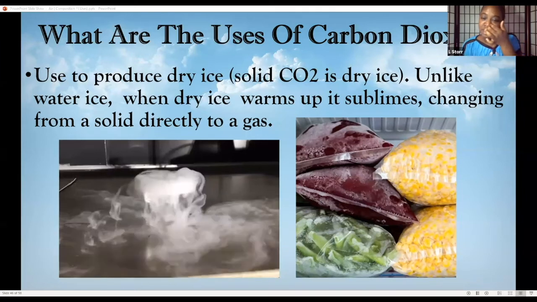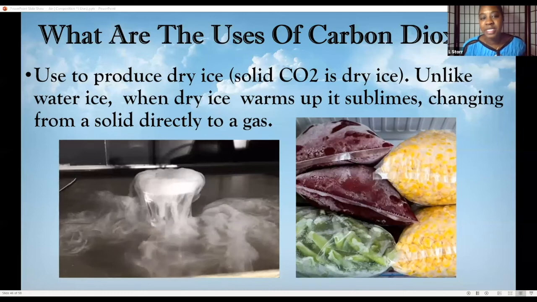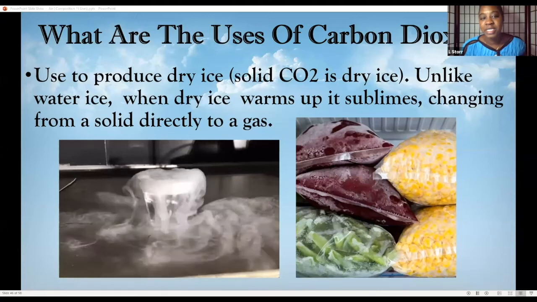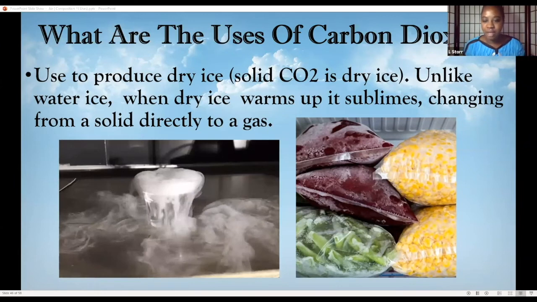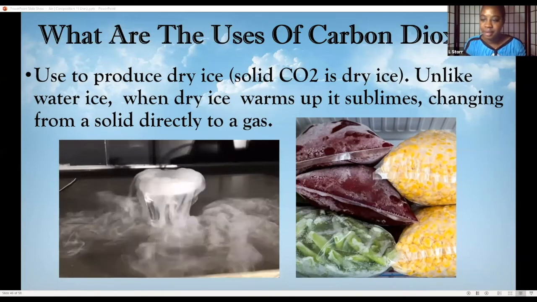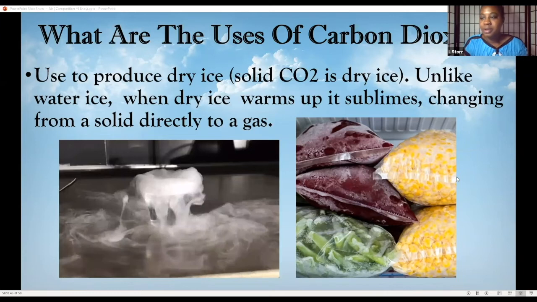Good question, Ricardo. Dry ice is heavier than air because carbon dioxide, remember we said, is denser than air. So because carbon dioxide is heavier than air, as you see in these photos, it goes downward before it comes upward. Great questions. Let me know when you're ready to move on.